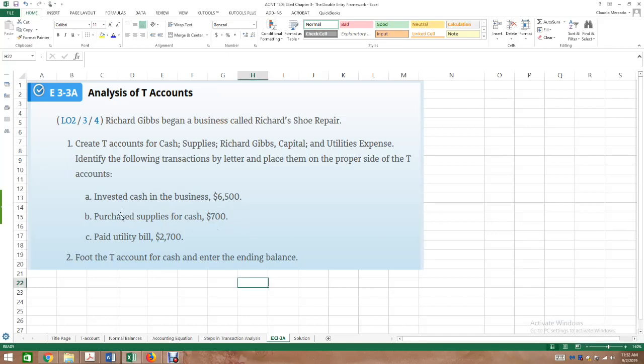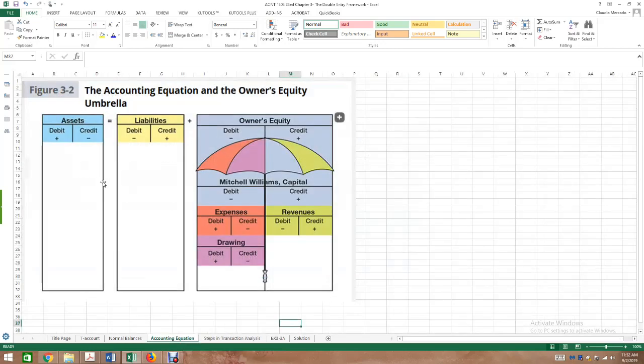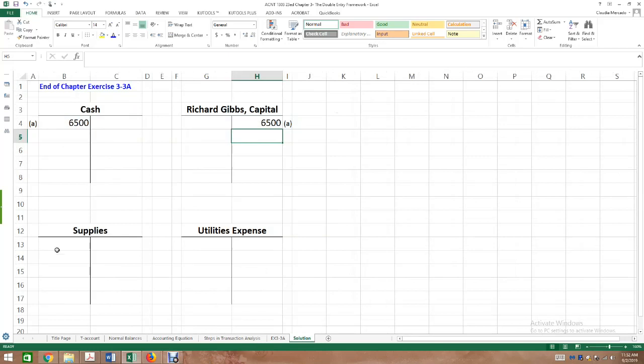So let's start off by recording. What happened here? You purchased supplies. Supplies is an asset. Do you have more or less supplies? Well, it says that you purchased supplies, so that means I have more supplies. So I'm going to debit my supplies. This is transaction B. My supplies is going to be debited $700.